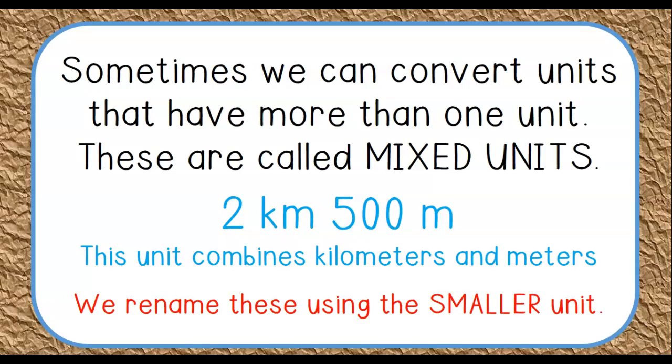Sometimes we can convert units that have more than one unit, so a mixed units. That means it has a combination of 2 different size units. Let's look at this, 2 kilometers and 500 meters. This unit combines kilometers and meters. When this happens, we rename them using the smaller unit. So the smaller unit between kilometers and meters would be meters.